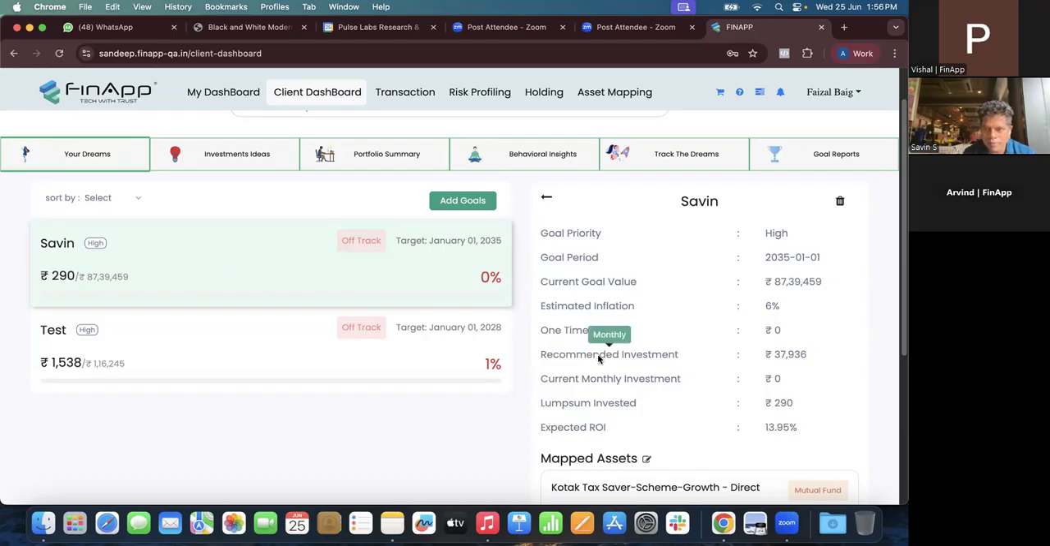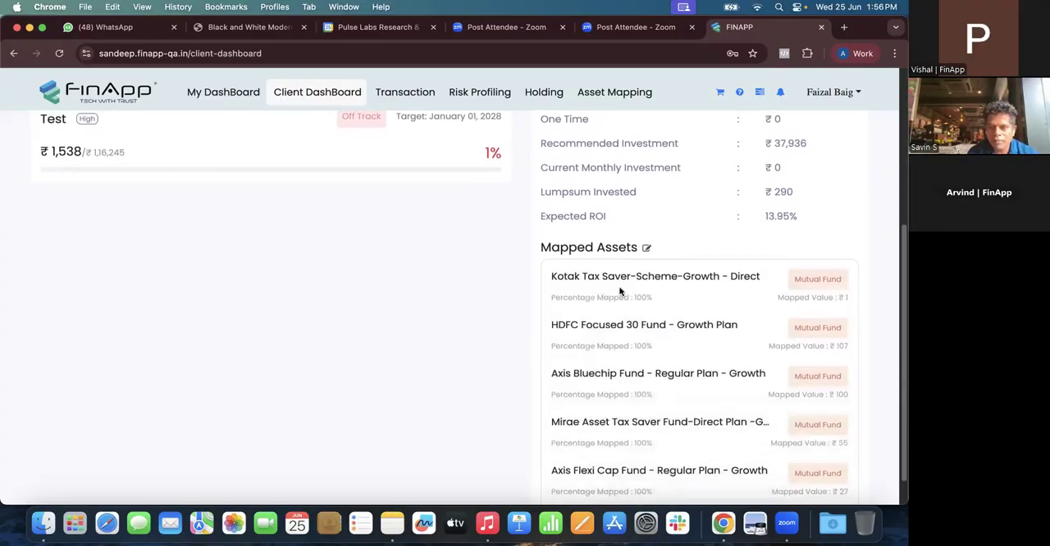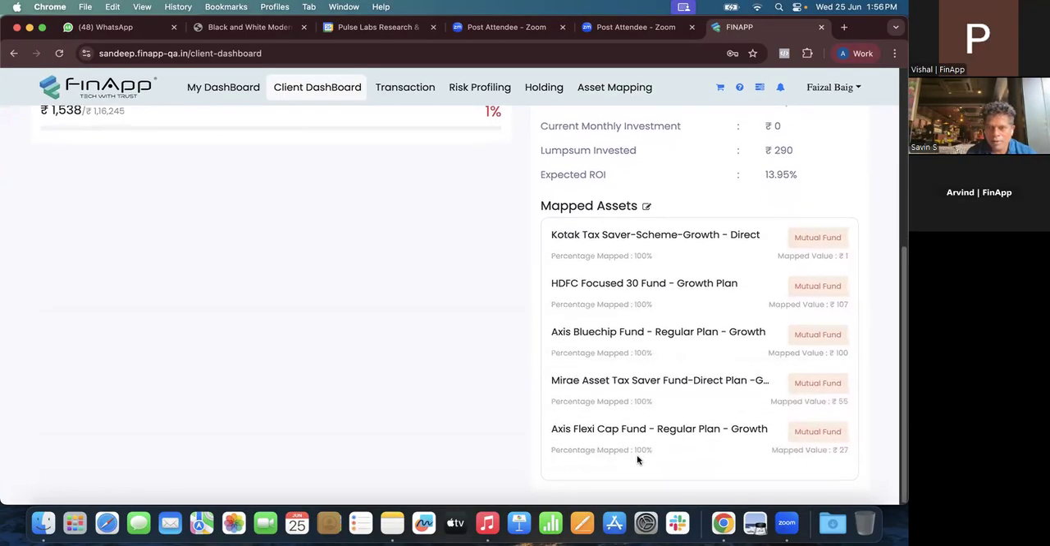So we are recommending a monthly SIP of 37,000 rupees. But since there was already a portfolio inside, we had uploaded the cash. So we have mapped 290 rupees of some folio. What is it? It is given here. Already your mapping is done.